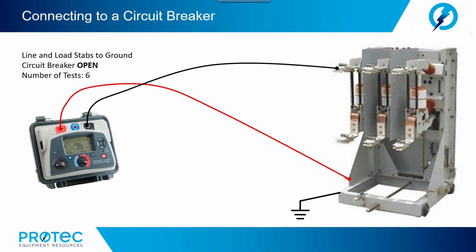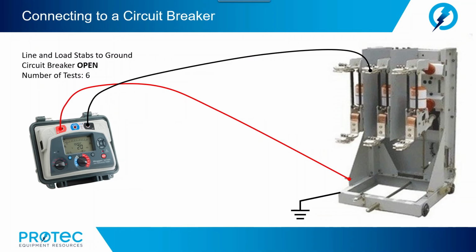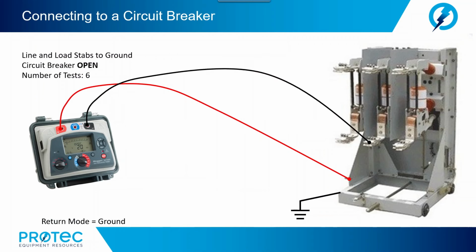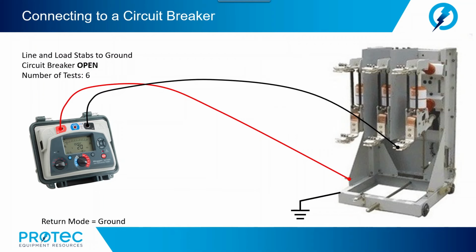So, let's go take a look at some very simplistic connections. So, line and load stabs to ground. The breaker, again, is in the open position, and there will be a total of 6 measurements. So here, for instance, on phase A, line to ground. Phase A, load to ground. Phase B, line to ground, load to ground. Phase C, line to ground, and load to ground.